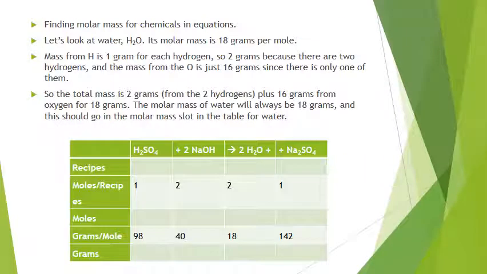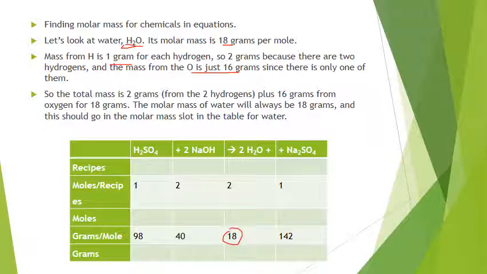Okay, and then the molar masses again. Some of the problems you had. Let's look at water. Water has a molar mass of 18, and you got that on that last problem. So it has 2 hydrogens, each one weighing 1, and oxygen weighing 16. So 16 plus 1 plus 1 is 18.